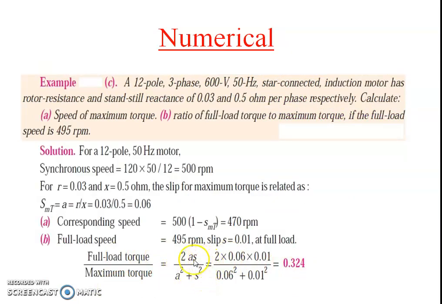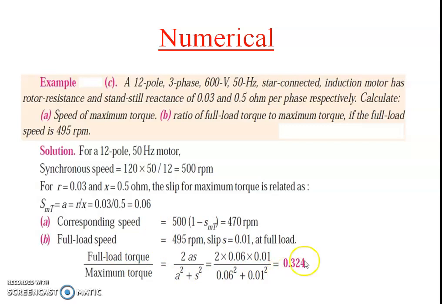So as we know that A means R2 by X2. Here we have found the value of R2 by X2, which is 0.06, as well as the value of S. By using all these steps, I will directly get the ratio. That is 0.324.